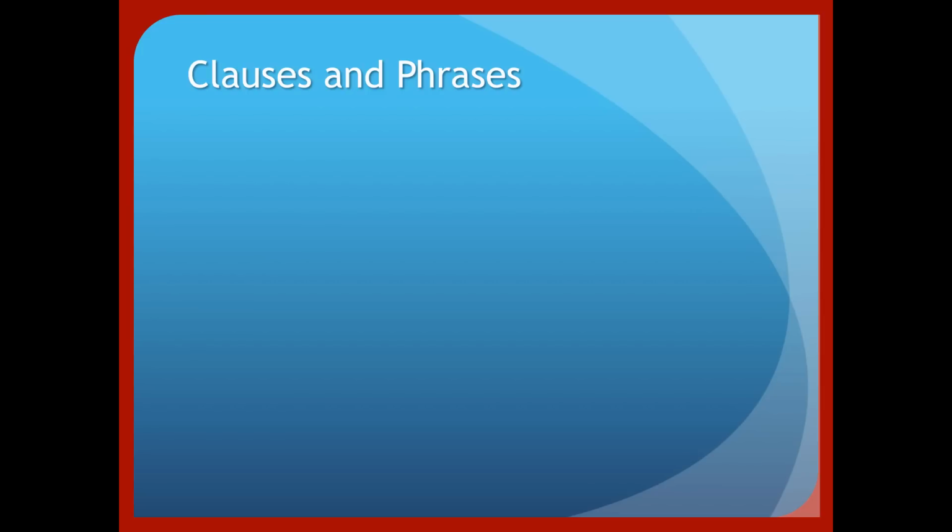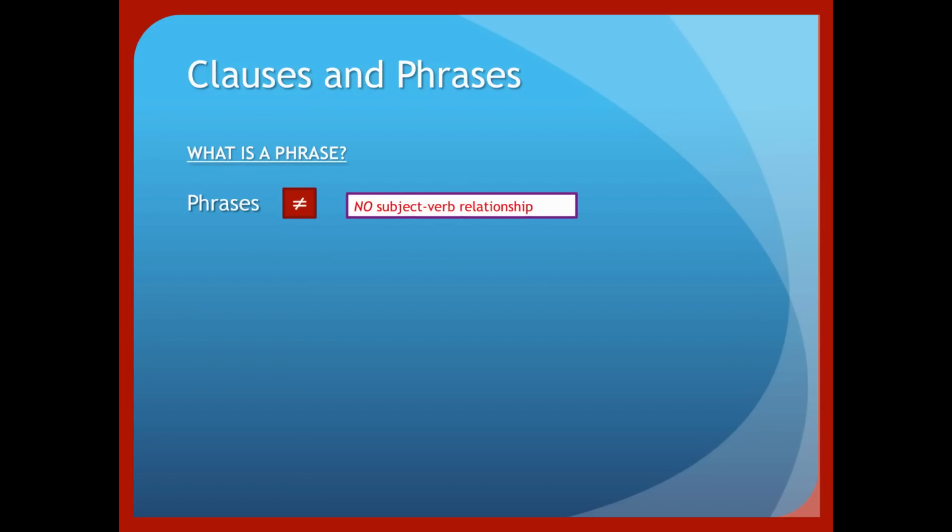Phrases modify clauses. So what is a phrase? Sentences have phrases, and there are various types of phrases, but phrases do not have subjects and verbs that form a relationship, and they do not express a complete thought. Phrases only modify other words, phrases, or clauses.